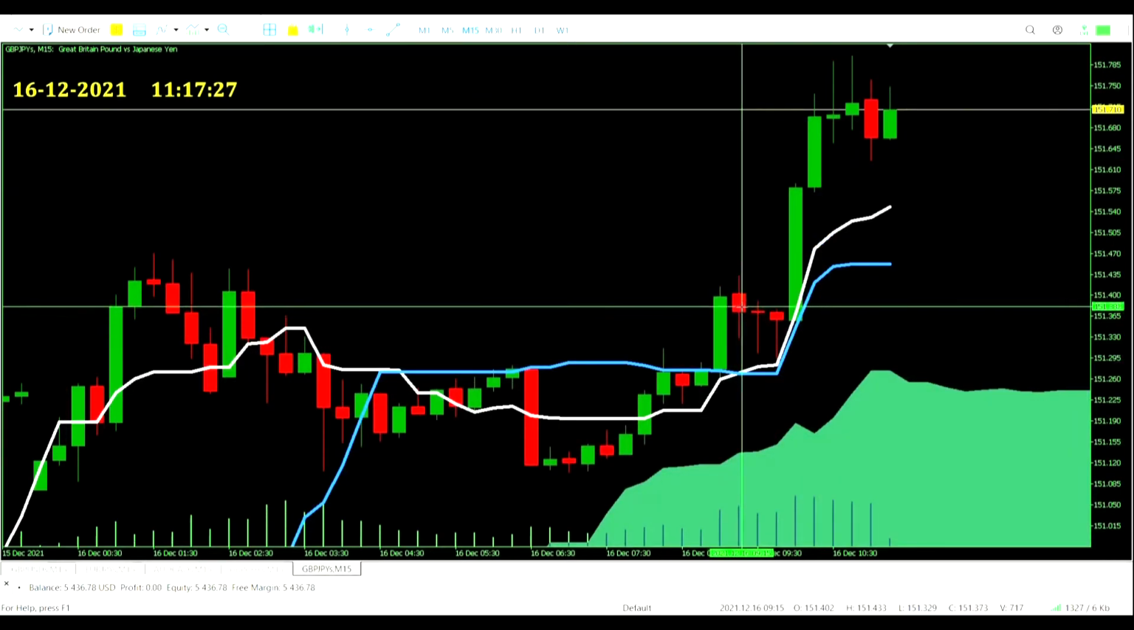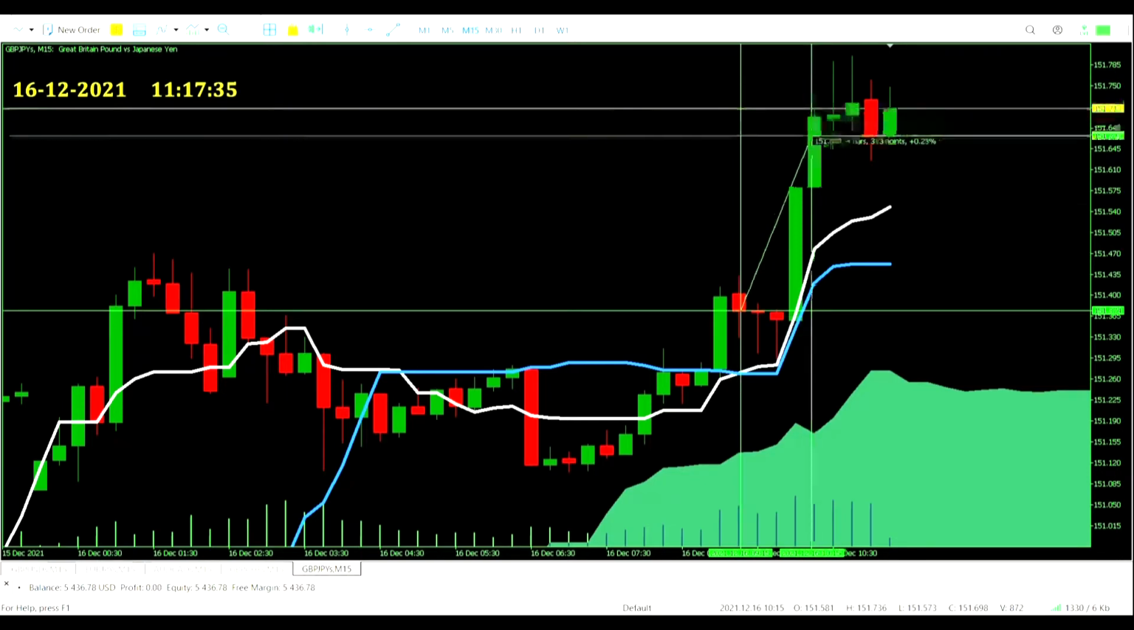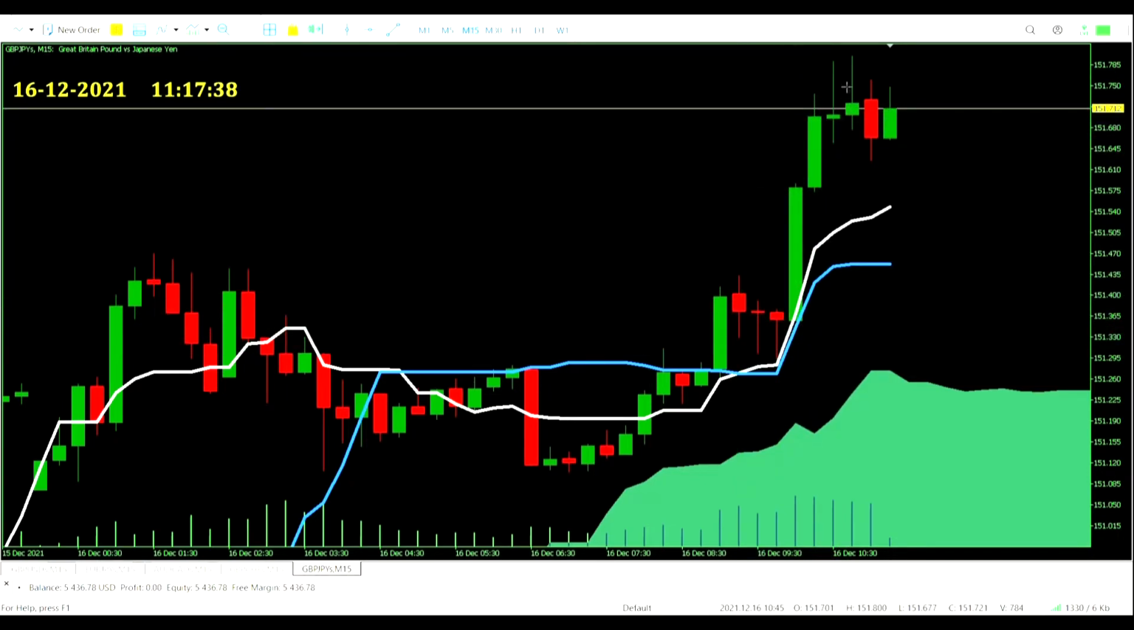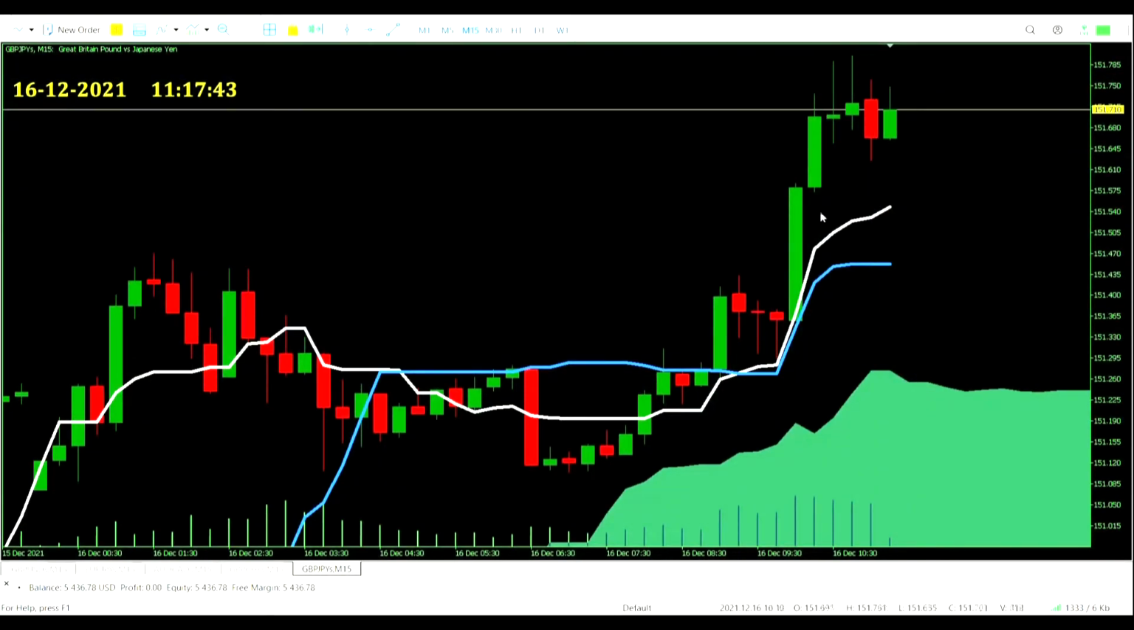Would have been a nice move on the pound yen here as well. That's a winning trade. You'd have entered a buy trade right there, and possibly a nice trailer as well. Don't know if there's a retracement in here that's going to get you out. Looks like that would have, yeah. But even so, very nice.